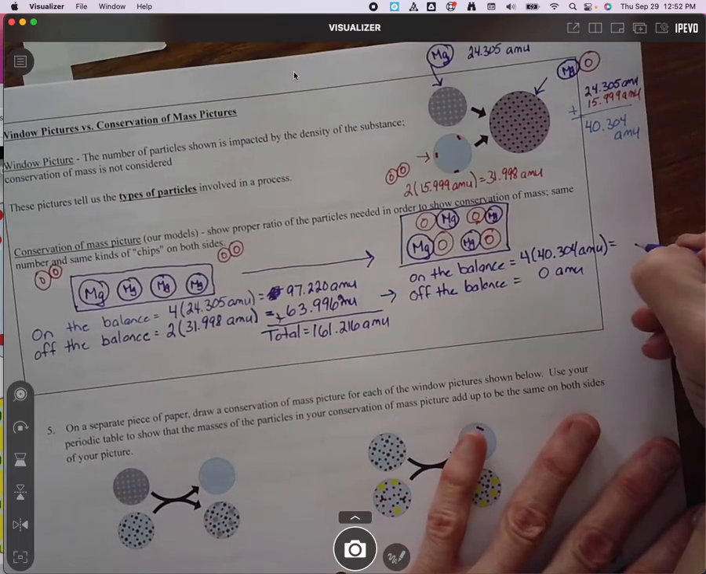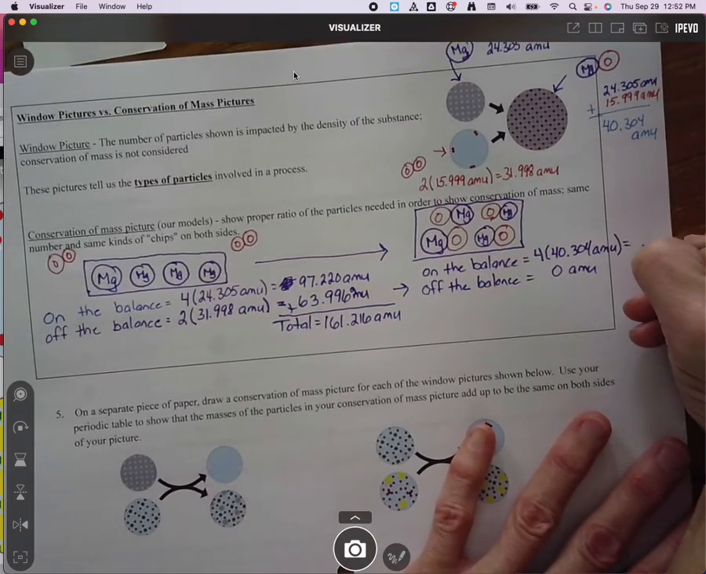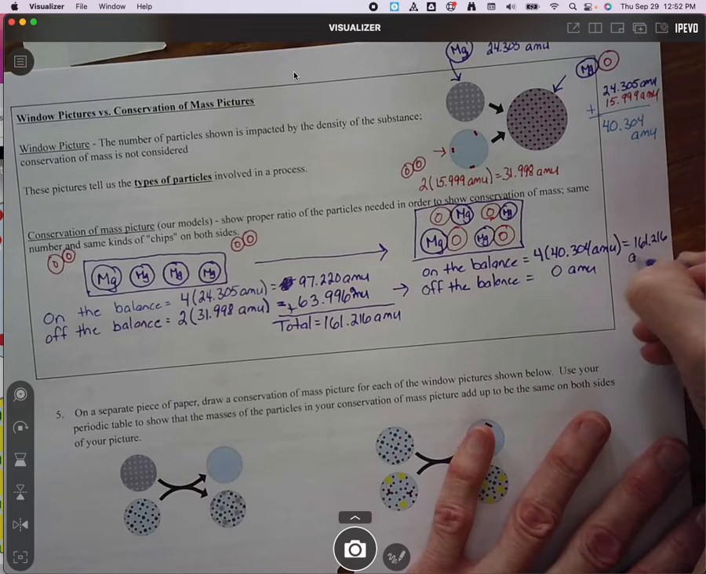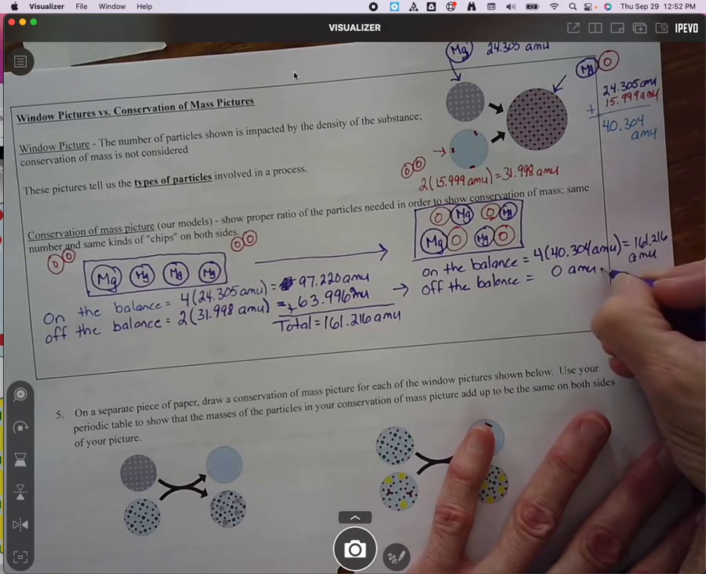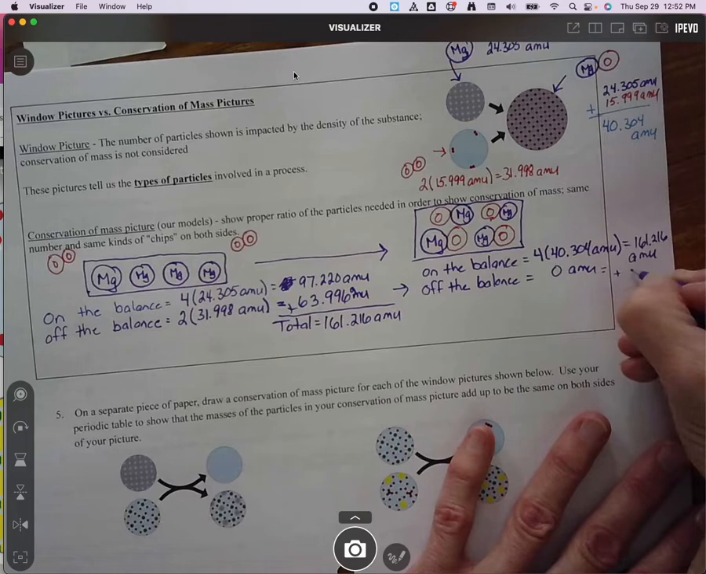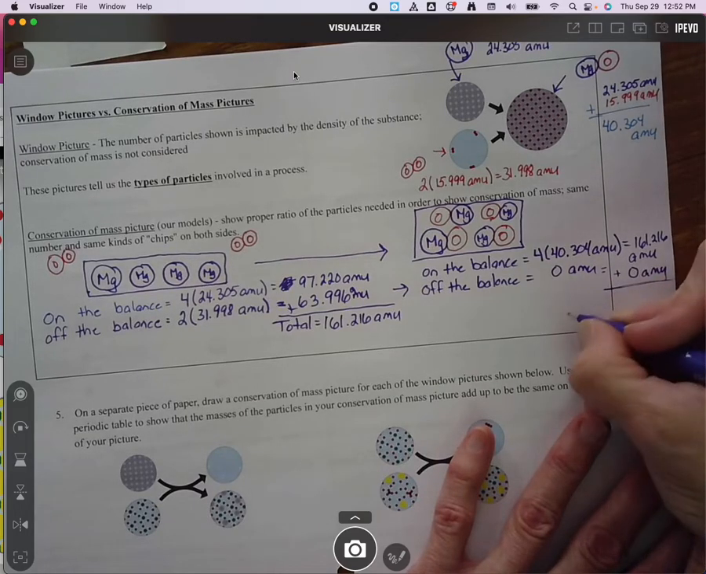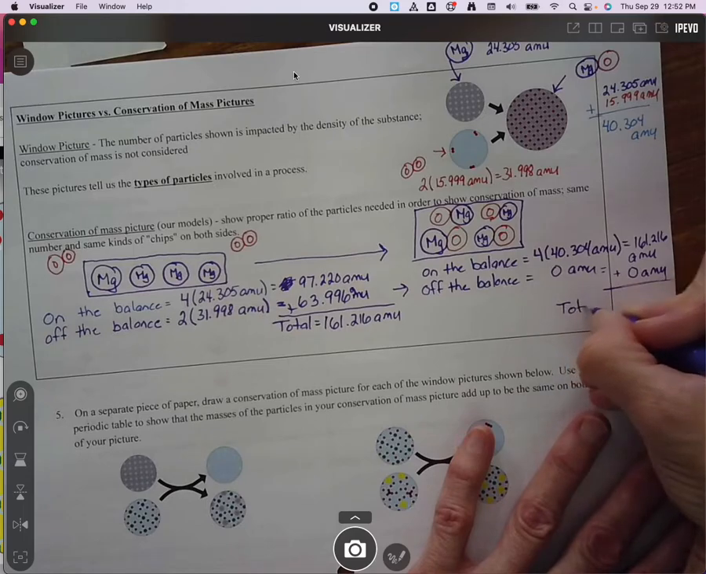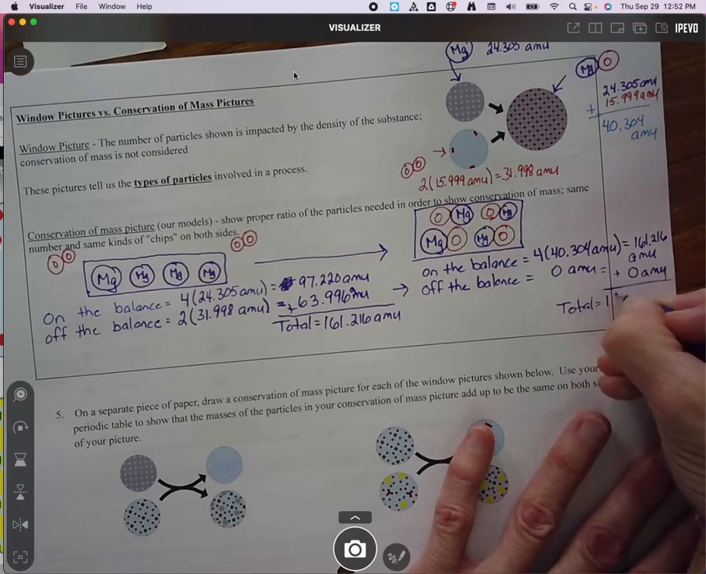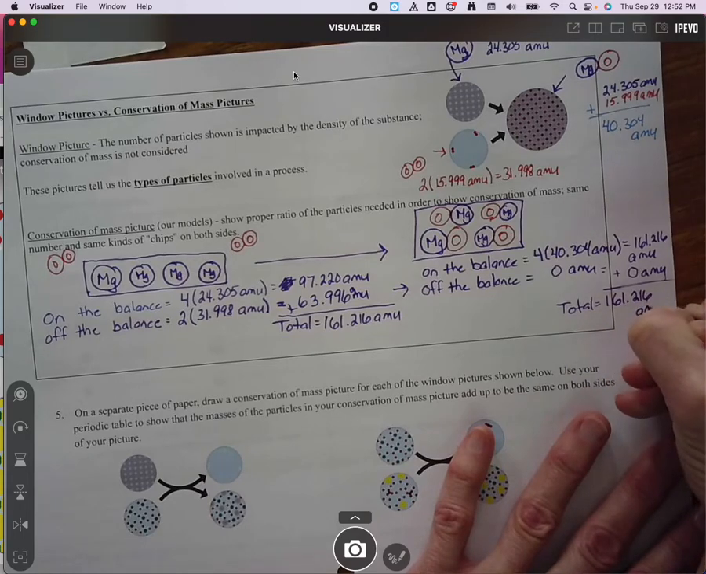So 4 particles at 40.304 AMUs each gives me 161.216 AMU on the balance, plus none AMU off the balance, for a total of 161.216 AMU.